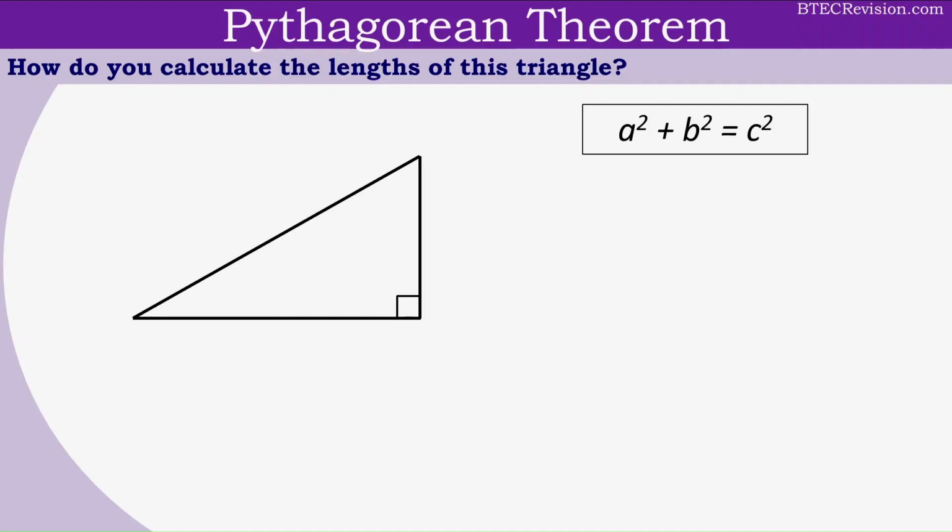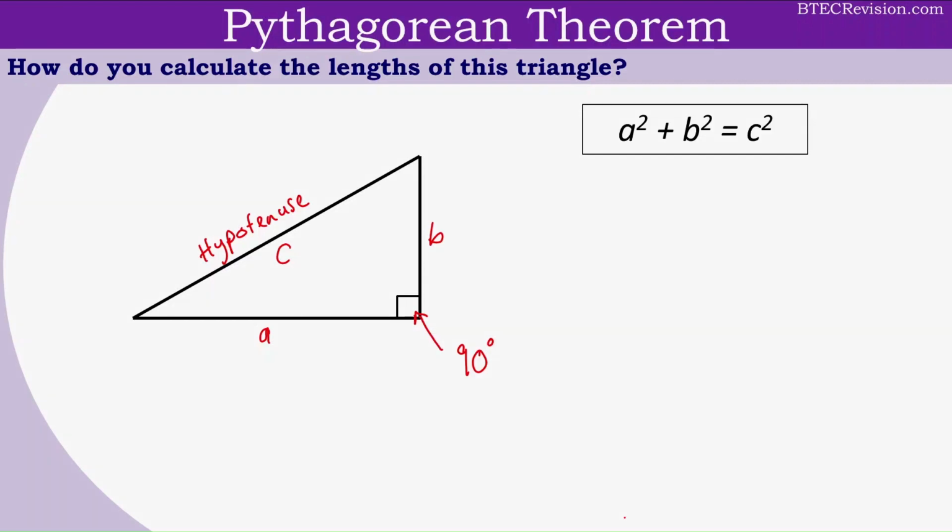If you note here, we have a right-angled triangle, as denoted by this square, which means that the angle here is 90 degrees. The length opposite this angle is called the hypotenuse. This is the longest side of the triangle, and this is always labeled as C using Pythagoras' theorem. The other two sides could be labeled either A or B. It doesn't matter which way around you label them. However, the C always has to be the longest side in this formula here.